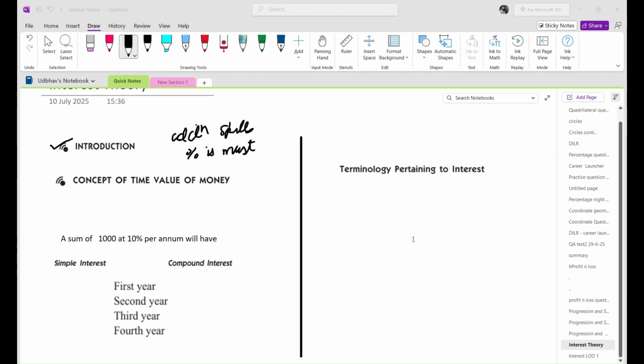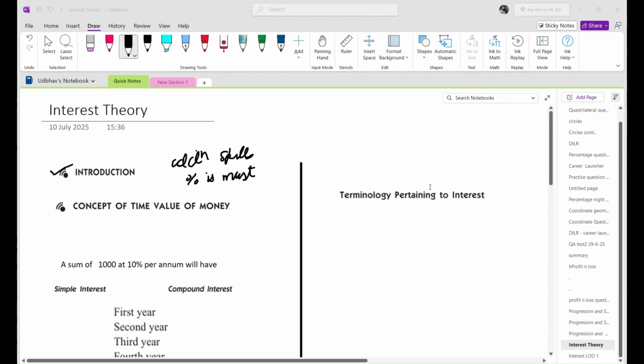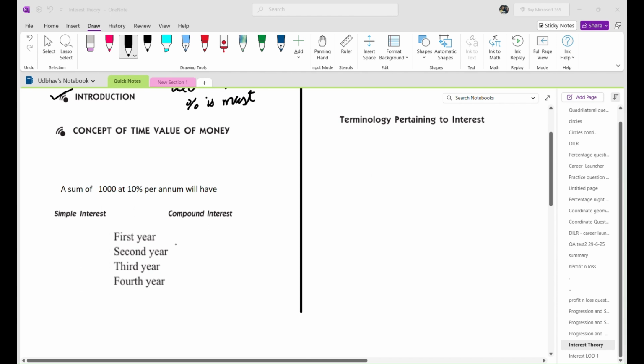Simple interest is calculated on the basis of the basic amount borrowed for the entire period at a particular rate. That is, let's say a sum of 1000 is borrowed at 10% per annum. That is, the 10% rate will be constant throughout the whole period of time, and it will be only applied on that sum borrowed, on that 1000 rupees you have borrowed.